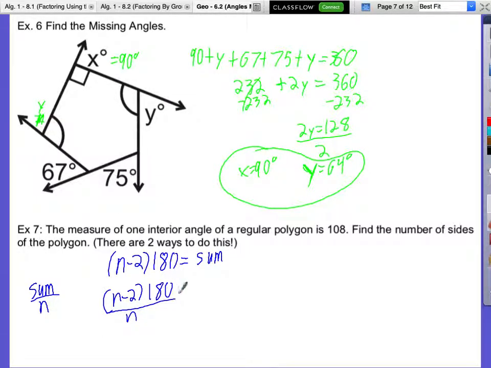You're going way too fast. Okay, so wait, n minus 2 times 180 is equal to the sum of all the angles, right? Yep. Okay, we said for a regular polygon, we could take that sum and divide it by the number of angles, and we get each angle, correct?